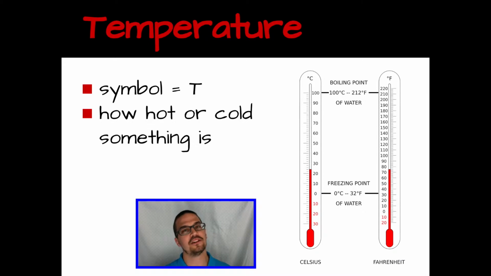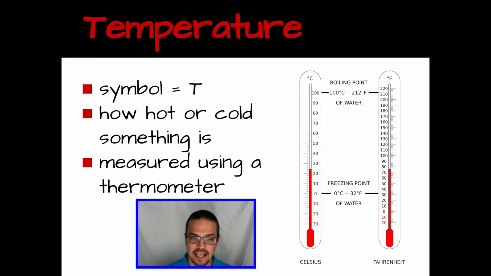So I'm going to use the analogy of length. Length can be measured using a ruler. Now a ruler is a device that measures how long or short something is. Temperature is a measurement of how hot or cold something is, and it's measured using a thermometer. Okay, so when you think of temperature, just think of how hot or cold something is relative to something else.